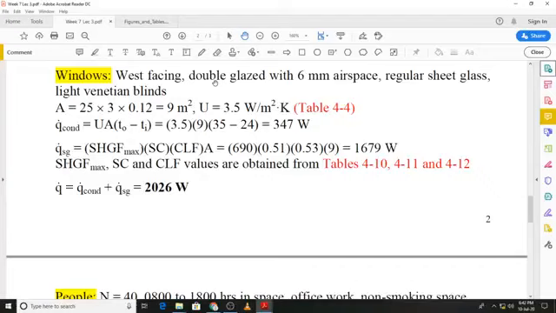The next thing is to modify this value, that is, we need to find out CLTD adjusted, and the formula for CLTD adjusted is given at the bottom of the table. You can see this formula over here, in which you use the value that you have just obtained, that is CLTD is 24, then 25 minus TI.